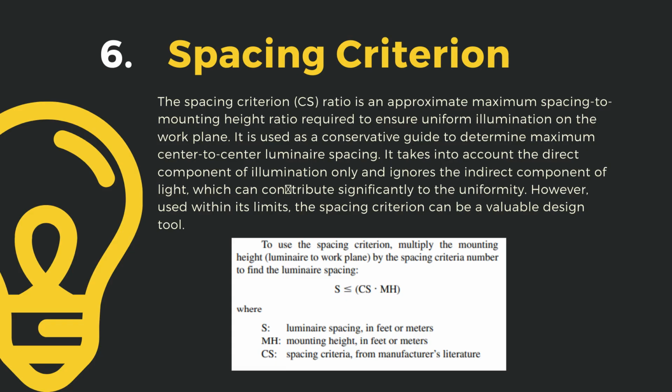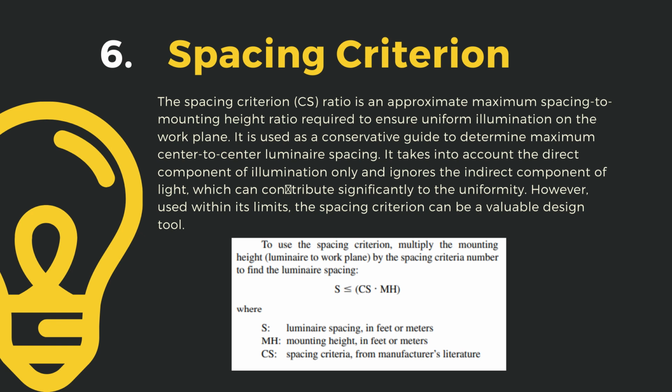Spacing criterion. The spacing criterion ratio is an approximate maximum spacing to mounting height ratio required to ensure uniform illumination on the work plane. It is used as a conservative guide to determine maximum center-to-center luminaire spacing. It takes into account the direct component of illumination only and ignores the indirect component of light, which can contribute significantly to the uniformity. However, it is used within its limits.